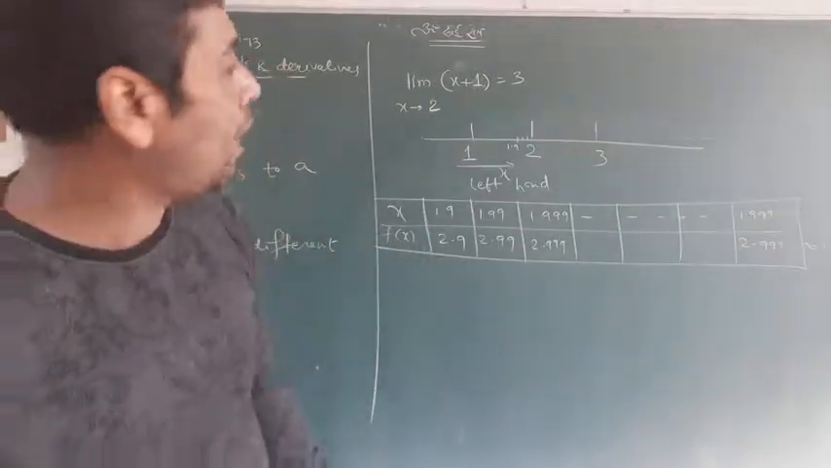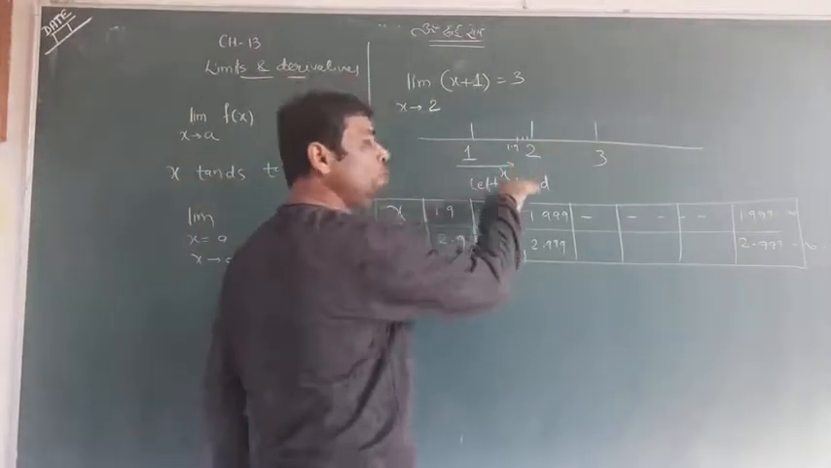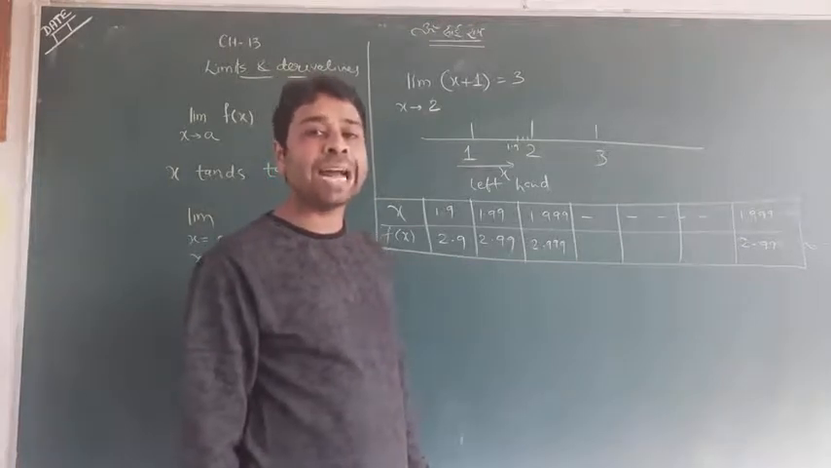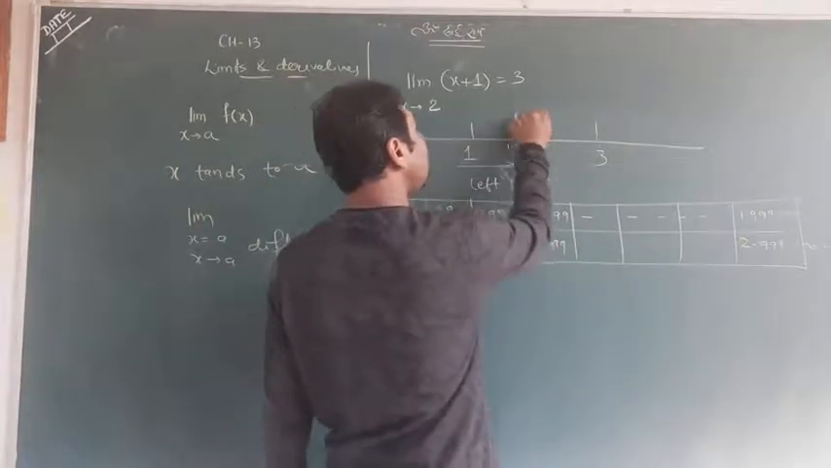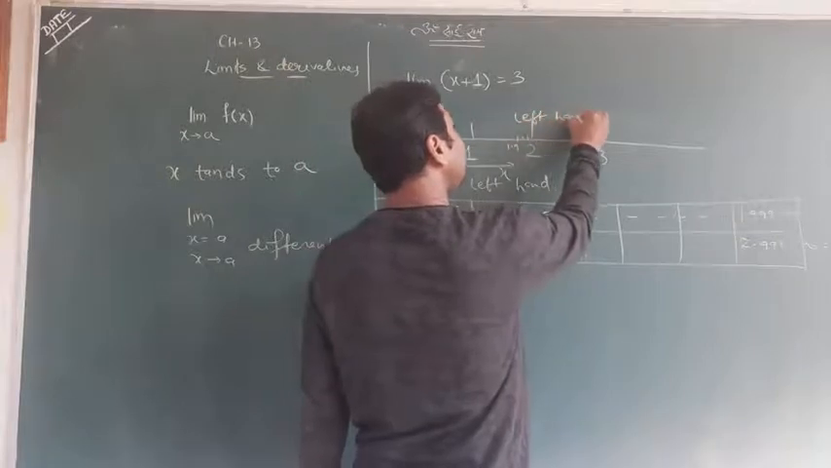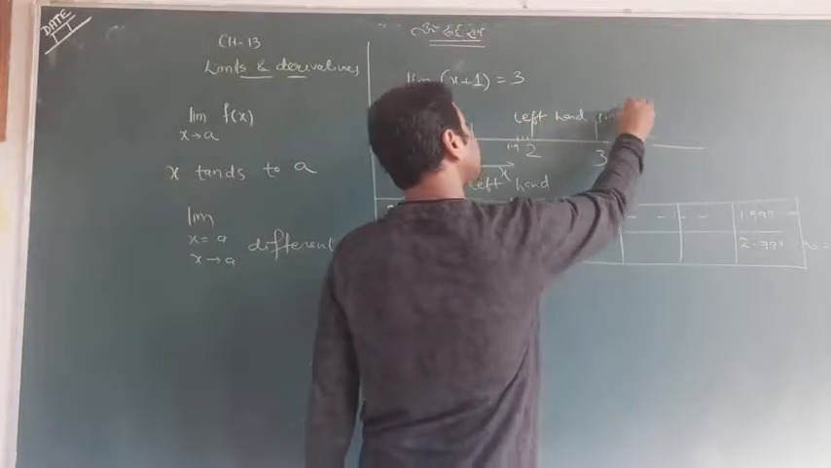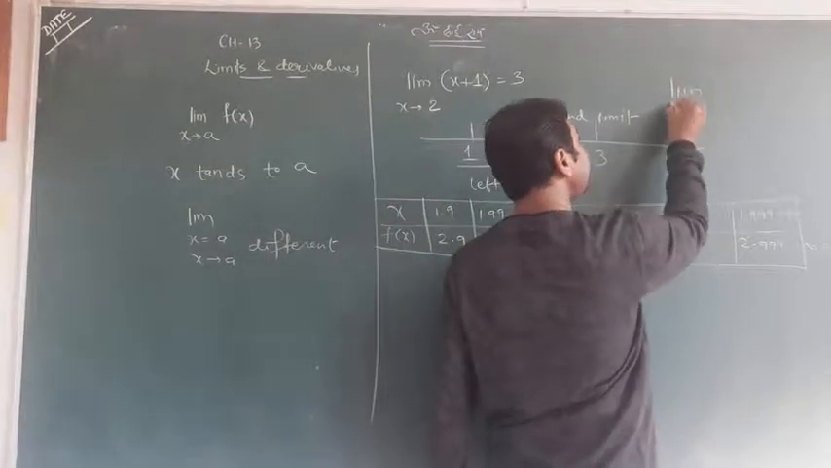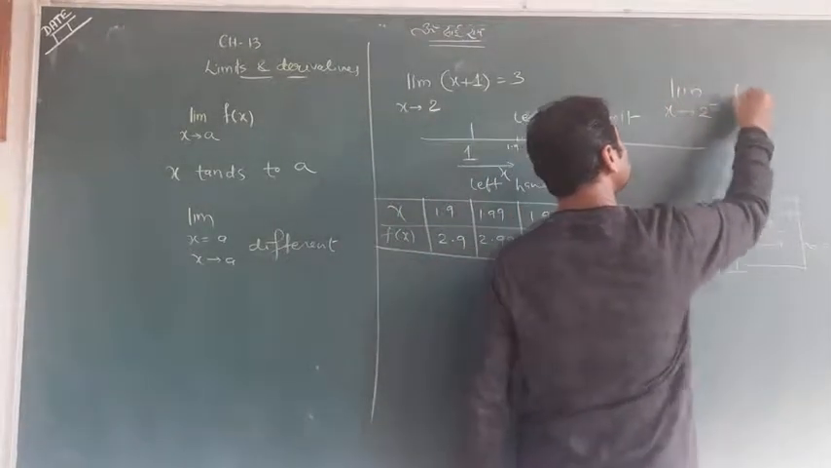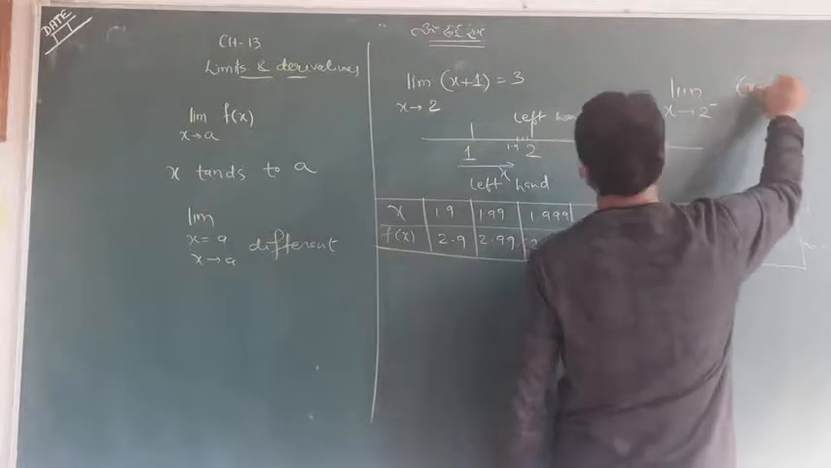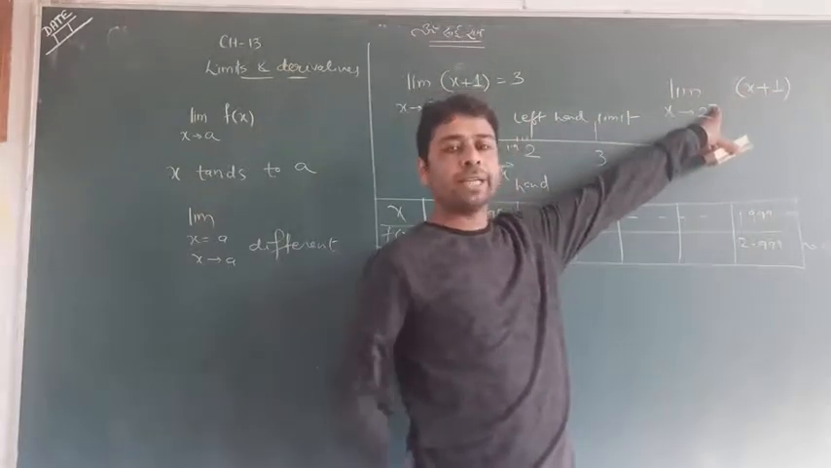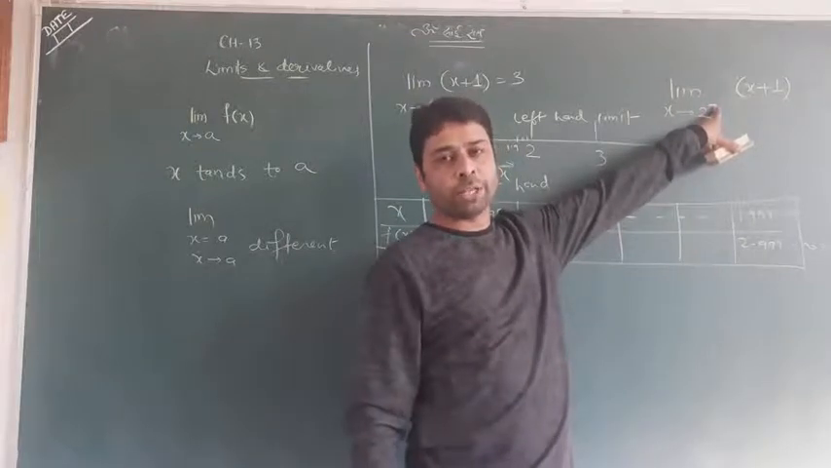When x reaches 2 from the left direction, this limit is called the left-hand limit. Try to understand, this limit is called the left-hand limit, and it can be shown by limit x tends to 2 minus f of x, whatever the function is. This symbol 2 minus says x is reaching to 2 from the left direction.